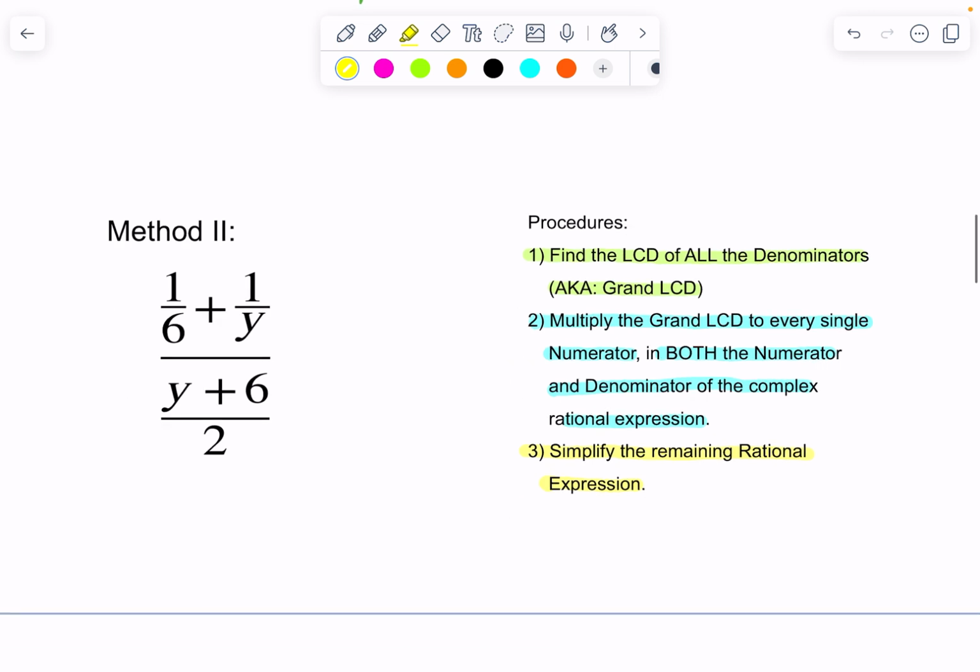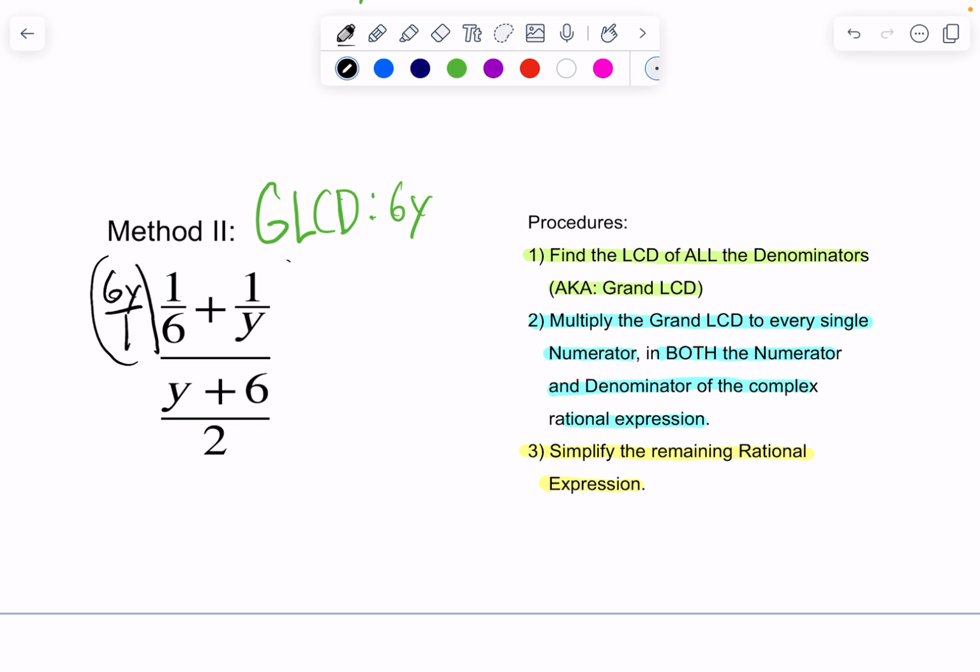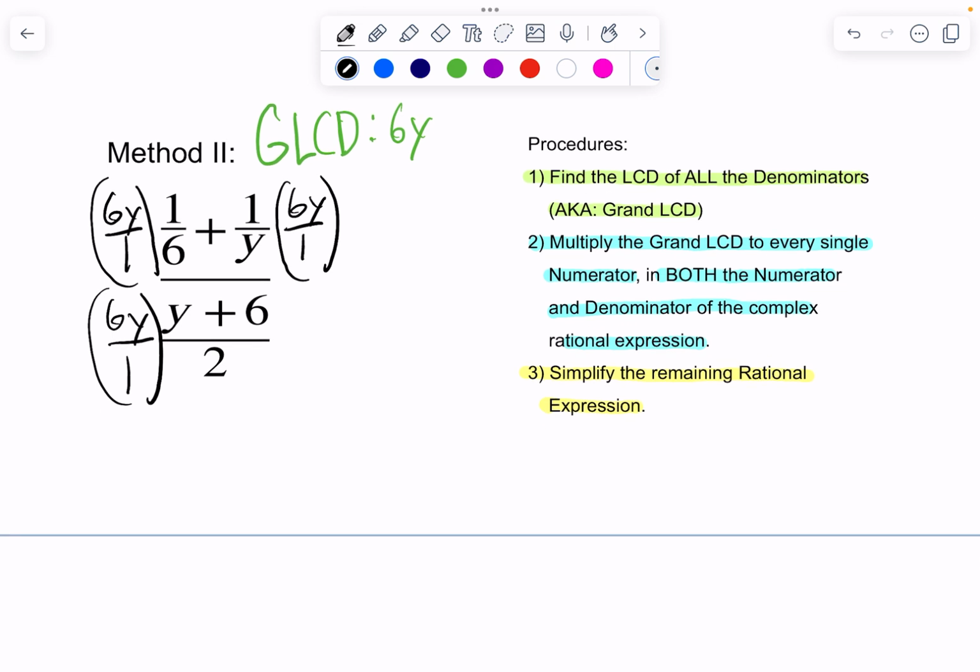Okay, so let's check this out. How do we get the grand LCD? Well, we look at all the denominators. The grand LCD in this case, of 6y and 2, is going to be 6y. So step 2, I'm going to literally multiply the grand LCD of 6y over 1 to every single numerator. I'm not multiplying it to the denominator because I don't want to find common denominators. In fact, I want to eliminate the denominators. So what do we have here?